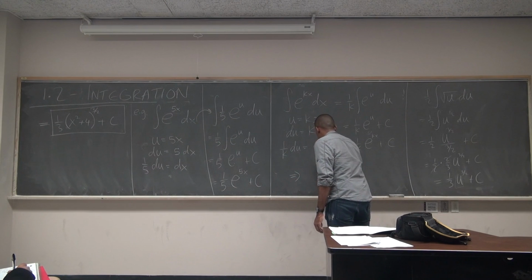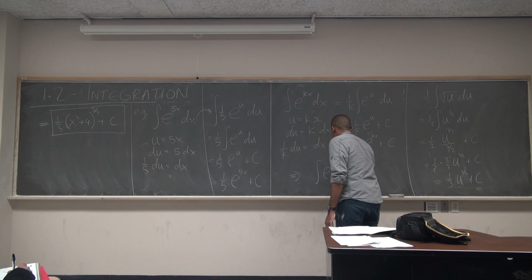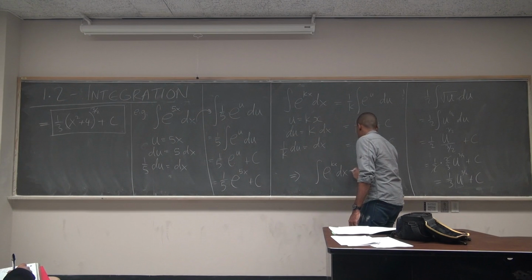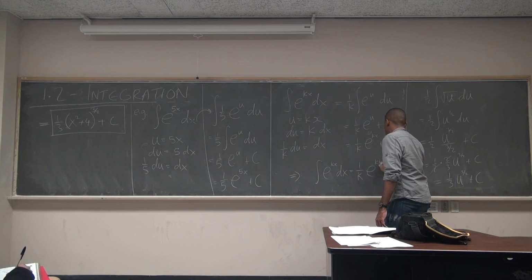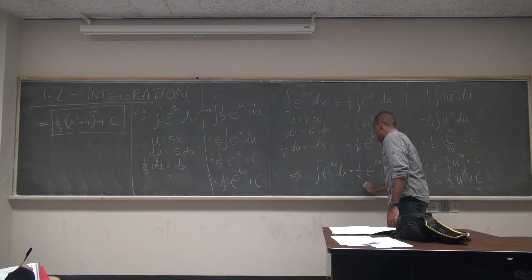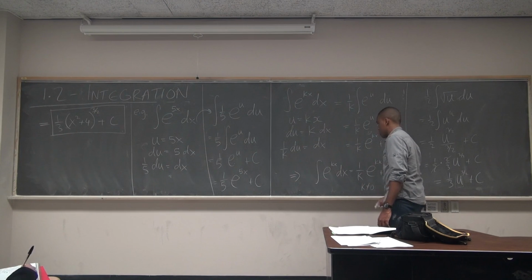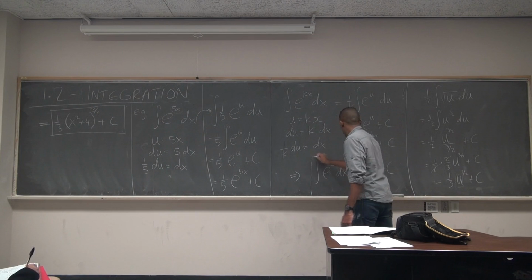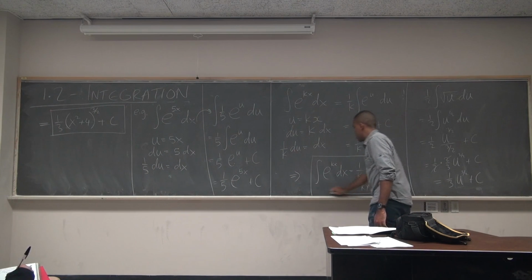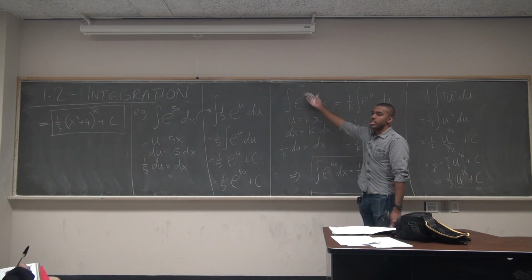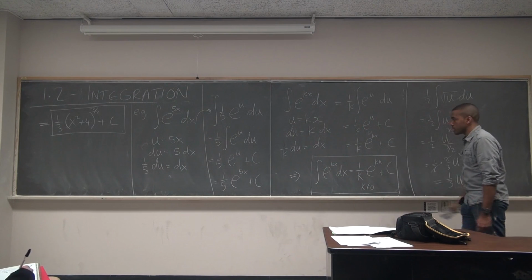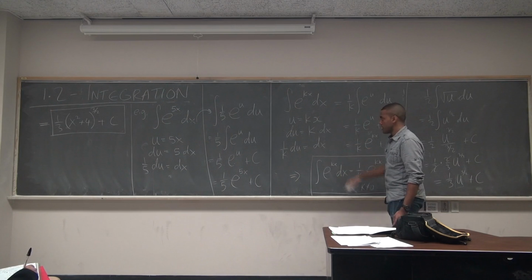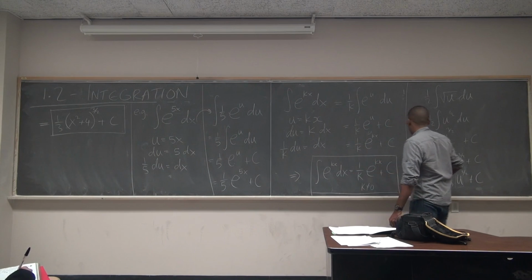Hence I get this new formula: the integral of e to the kx dx is equal to 1 over k e to the kx plus c. This of course assumes that k is not 0, because you can't divide by 0. What if k is 0? Then e to the 0 would just be 1, so the integral would just be x. So as long as your k is non-zero, this is the formula.